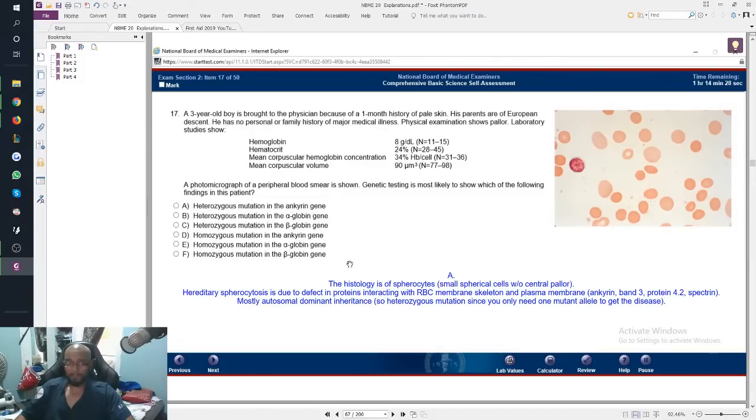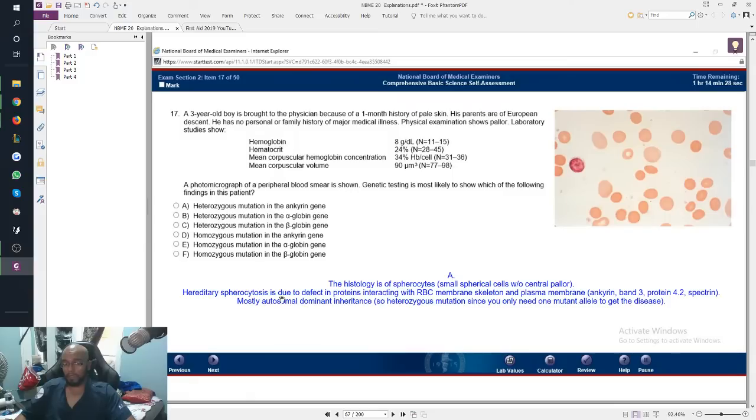It's not really relevant. Then you look at your answer choices, and you're seeing answer choices related to 2 diseases. One is related to ankyrin, which is going to be for the shape of a red blood cell, like spectrin and stuff like that. And then alpha thalassemia, beta thalassemia. So, what are you going to pick? Well, when you look at these red blood cells, they're really, really spherical. They're really big and spherical, like this one here, right? There's a couple. So the histology is of spherocytes, small spherical cells without central pallor.